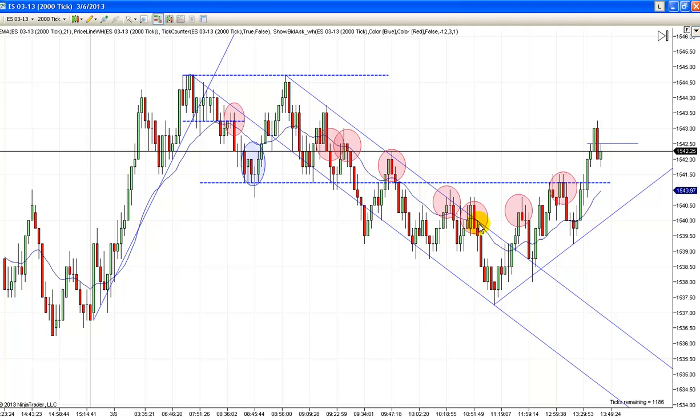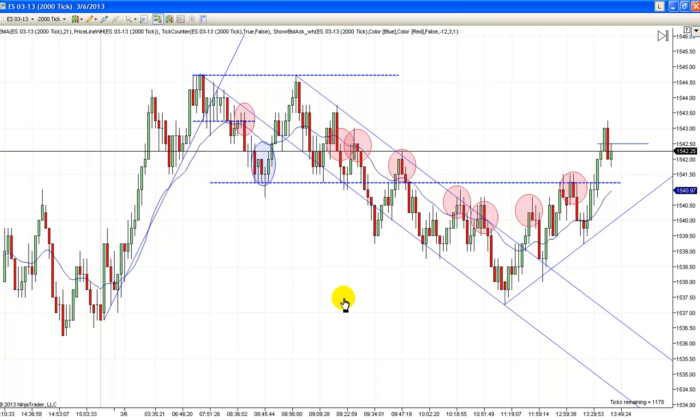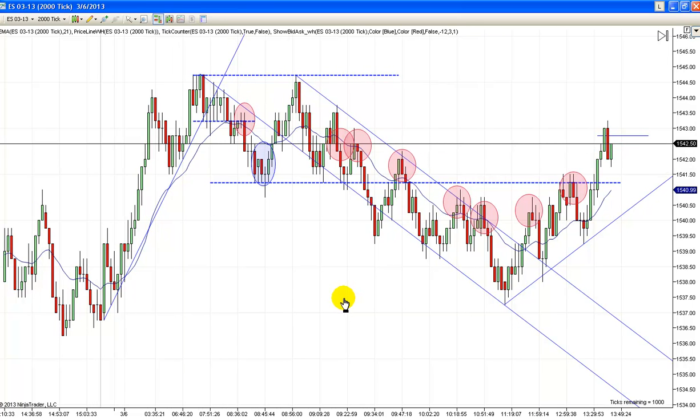And I almost scratched out again when that one closed right there, but it broke on through, and you see it went right where it was supposed to go, right where I was expecting it to go, and turned out to be a great trade.